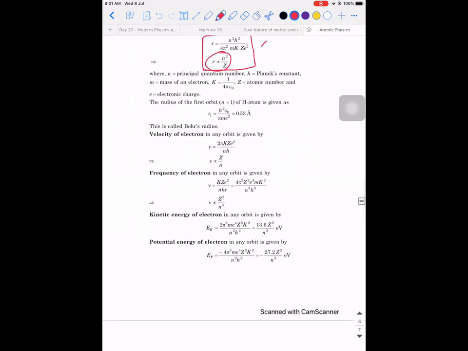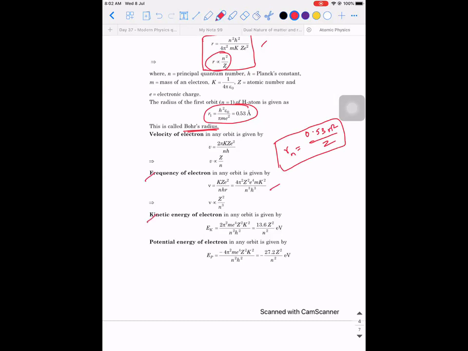The radius of the first orbit is 0.53 angstrom, which is also called the Bohr radius, and is taken as the reference. Right. So can I write it as 0.53 into n square divided by Z? This is the radius of the nth orbit. Right. Next is the frequency of the electron. The frequency of the electron is given by this formula.